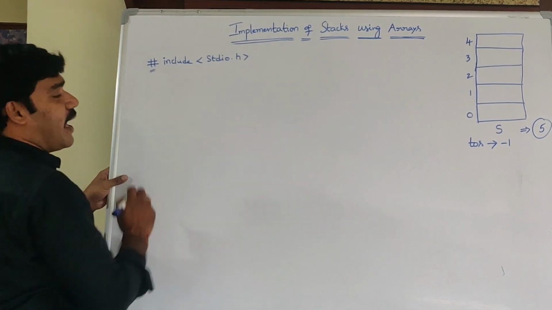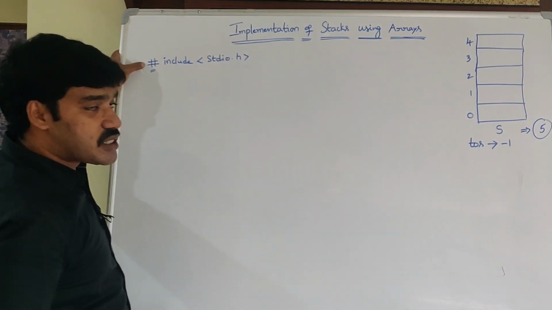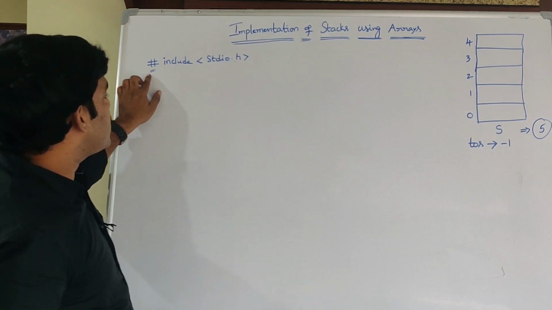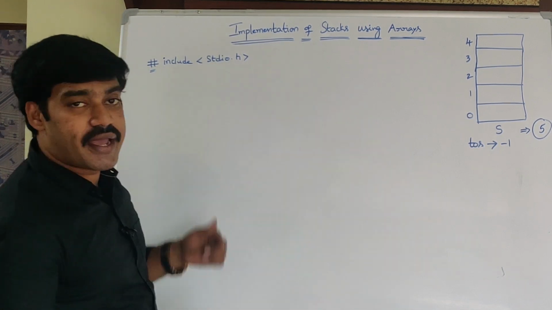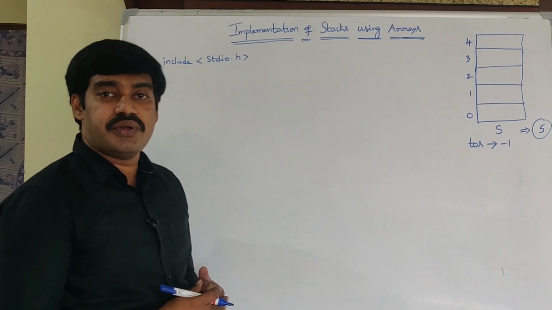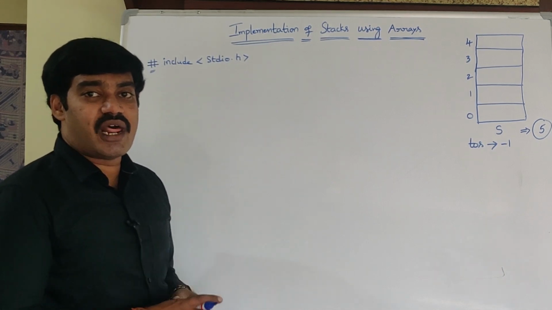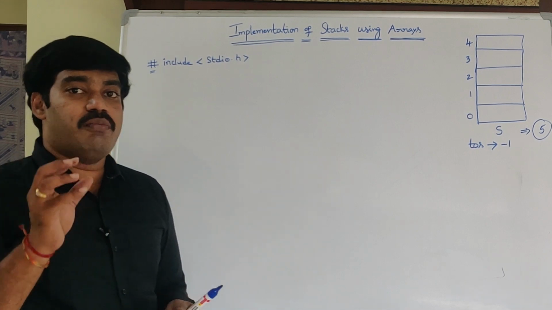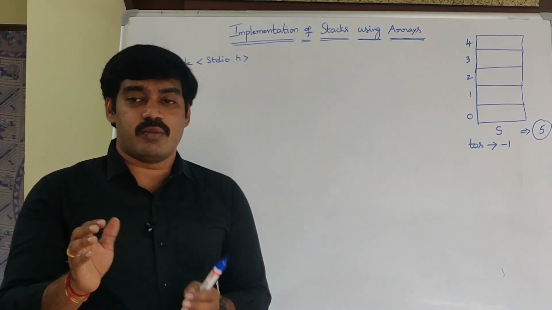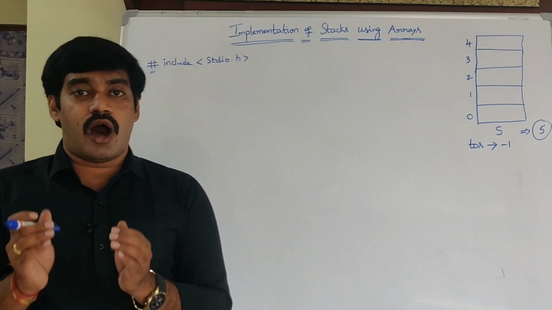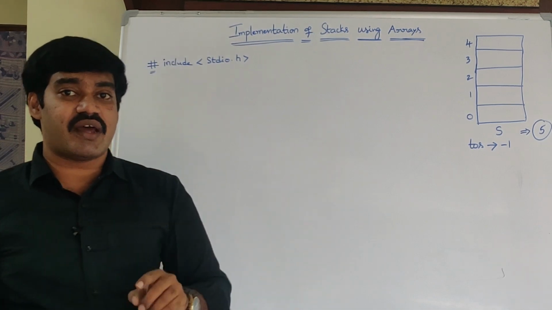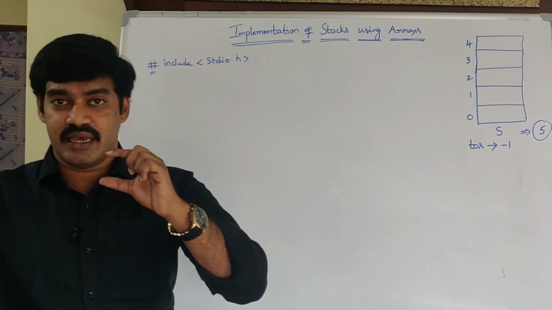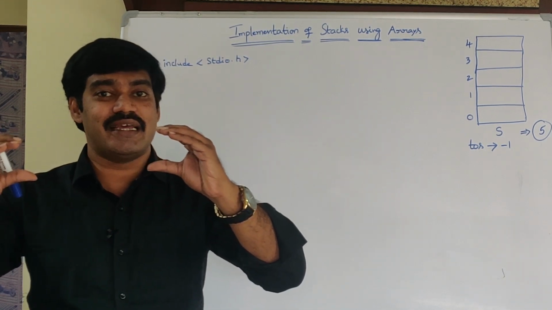In C programming language, anything which starts with hash is a preprocessor directive. By using this preprocessor directive, we are including which header file? Standard input output header file. This header file contains predefined function declarations. All predefined function declarations are available in header files, and all predefined function definitions are available in separate C libraries. Declarations are in header files, definitions are in separate C libraries.